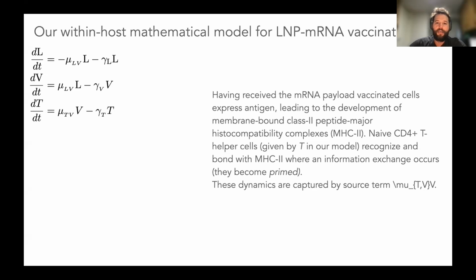T is modeled by T helper cells. And so of course, T helper cells are interacting with MHC2 complexes that are being exposed on vaccinated cells. So naive CD4+ T cells are given by T in our model, recognize and bond with MHC2, where an information exchange occurs. That's been given by the mu_TV term. So they effectively become primed at some rate mu_TV, and they have a natural cell death rate given by gamma_T.